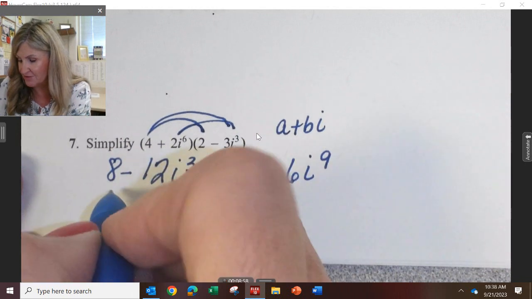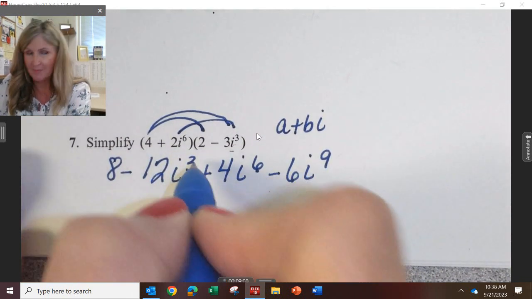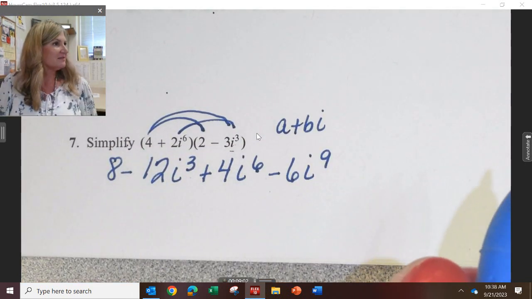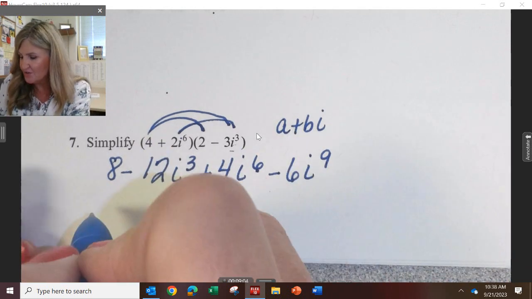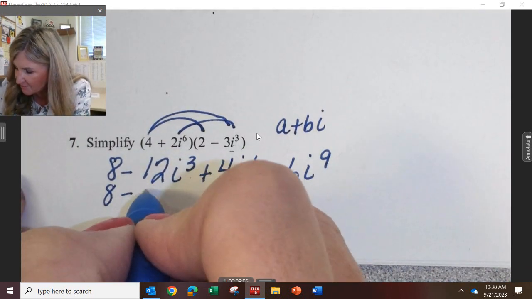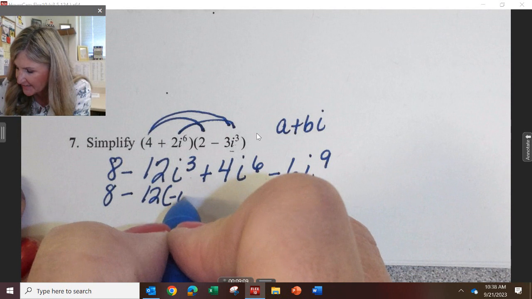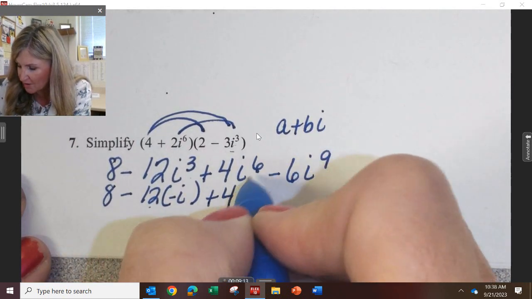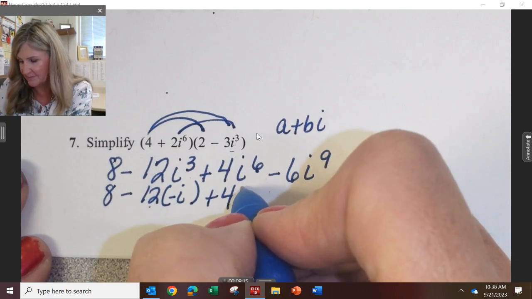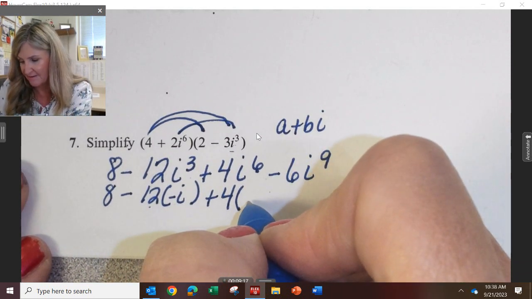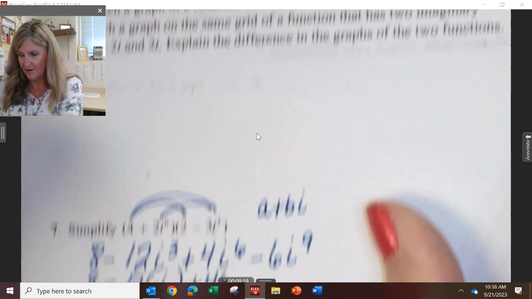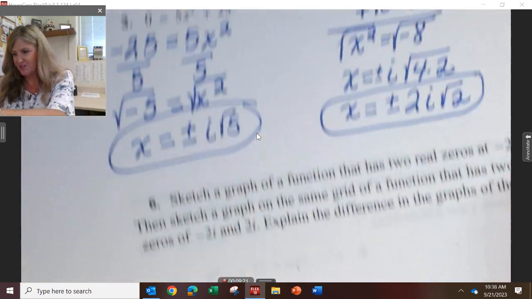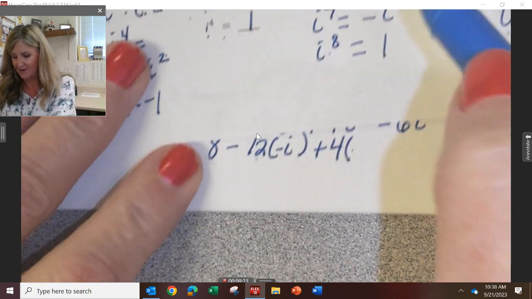Well, I'm going to have to do some work here. Do you guys remember what i to the third was? Negative i. So now I'm going to have 8 minus 12 times negative i, that's multiplication there, plus 4, and then what's i to the 6th going to be the same as? Okay, let's go back. I just want to show you how you can do this if you know the pattern.